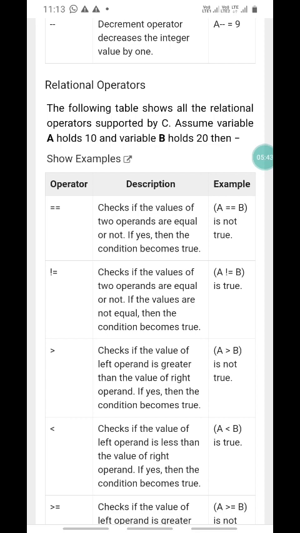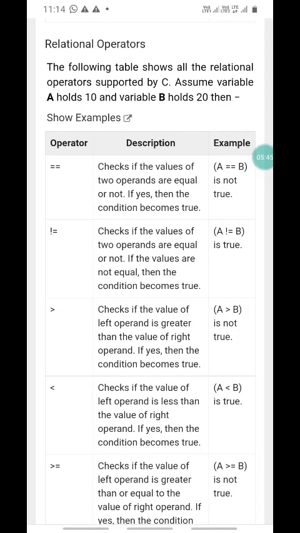Then the next operator is not equal to. This is the exclamation mark and equal to, called the not equal to sign. It checks if the values of two operands are equal or not. If the values are not equal, then the condition becomes true. For example, A is not equal to B means 10 is not equal to 20, so the condition is true.